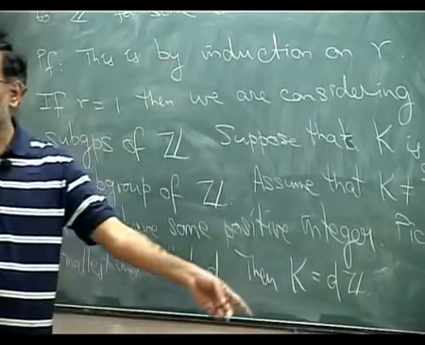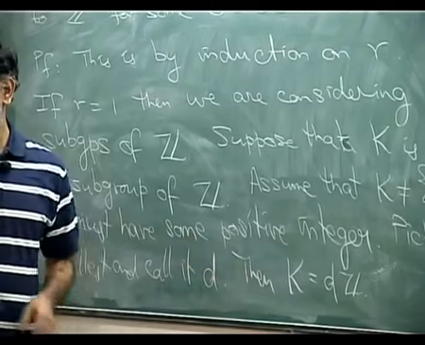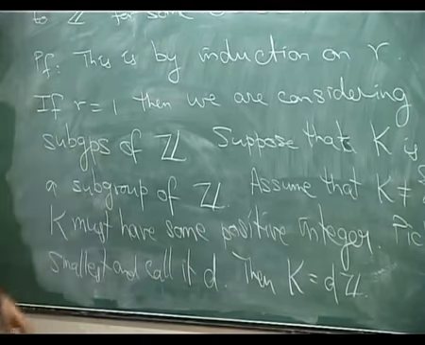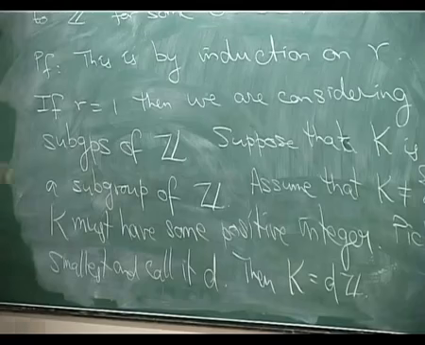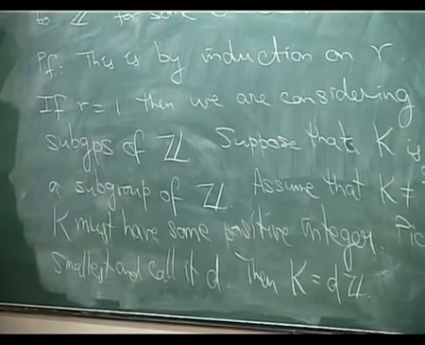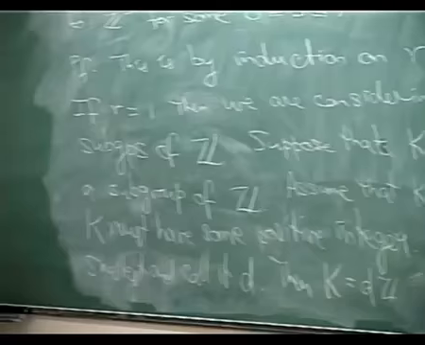And therefore I will have proved that K is of the kind you are saying. It's a multiple of Z by something. So I want to prove that K equals dZ. So what is the key point in seeing this? That D is the smallest possible.